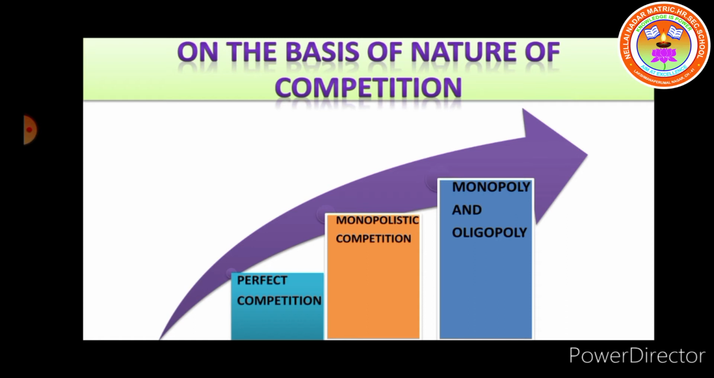First, let us see monopoly. Monopoly means a market structure in which there is a single producer or seller that has control on the entire market. This single seller deals in the products that have no close substitutes. Example, Indian Railways.